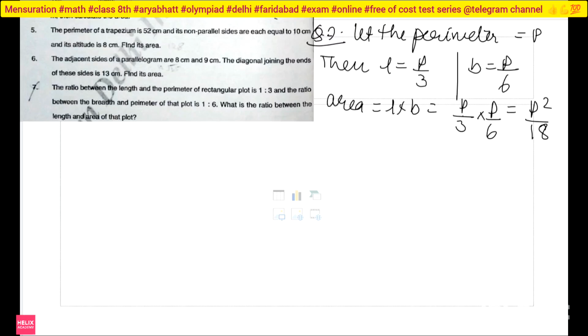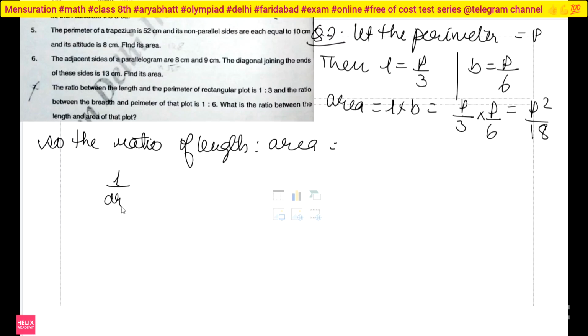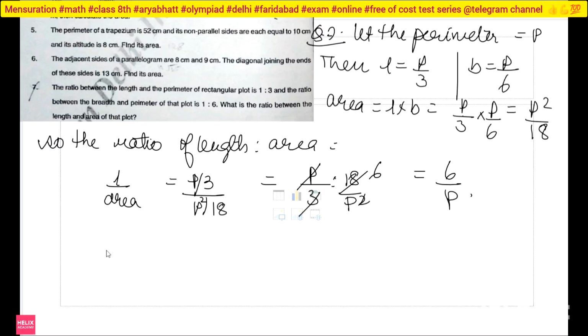Now the ratio of the length and area, they are saying the ratio of the length and area. So the ratio of length to your area will be what? First is length and second one is your area. It will be P by 3 upon P square by 18, right? So it will be P by 3 is to 18 by P square. So P and 1 cut and it is 6. So it will be 6 by P.